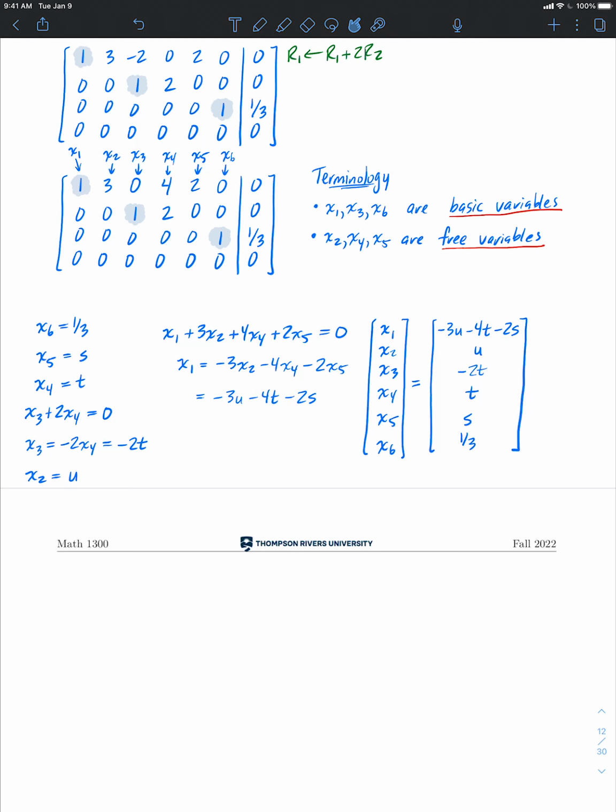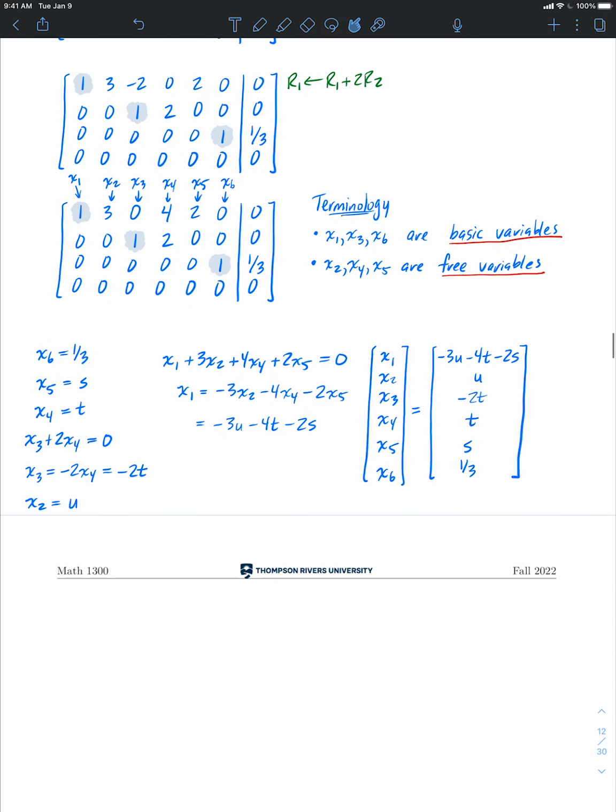That's our way of saying that x2, x4, and x5 could be anything. And once you assign values to those variables, they will determine the values that x1, x3, and x6 must take on. Well, in this case, x6 is already going to be 1/3, but that will dictate what x1 and x3 have to be in order to make sure the system is satisfied. So what you usually do is you just say where s, t, and u belong to the real numbers.